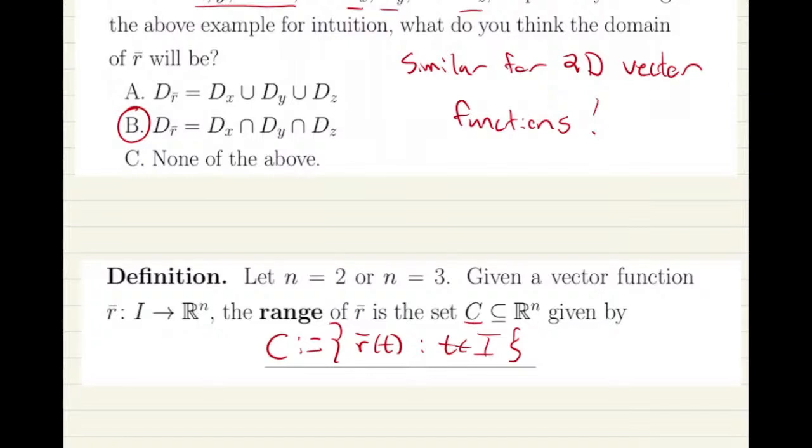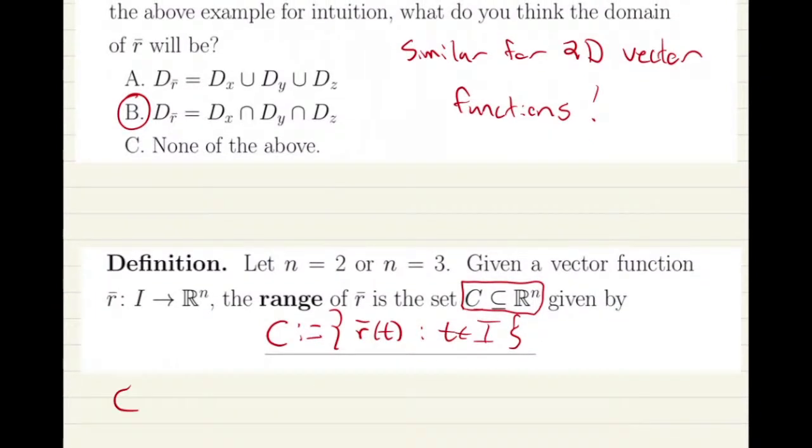Well, that's just how the range works with normal functions, f of x, right? It's the set of all outputs. Similar story here, essentially the same story. Just note that C is a subset of Rn. That's the difference from traditional real-valued functions. Let me just write this down. C is the set. I want to emphasize C is a set. The range is a set, the set of all outputs of the vector function R. Okay, good.